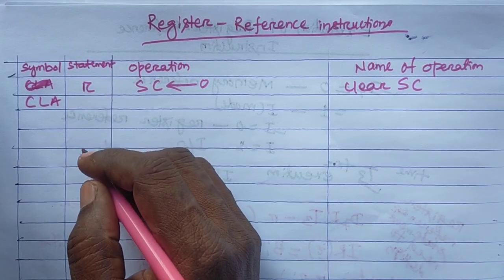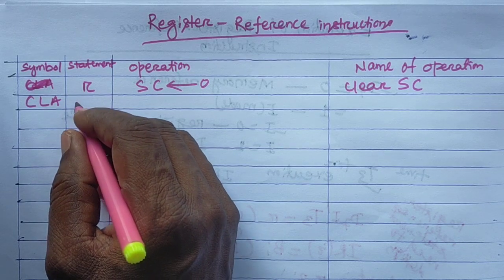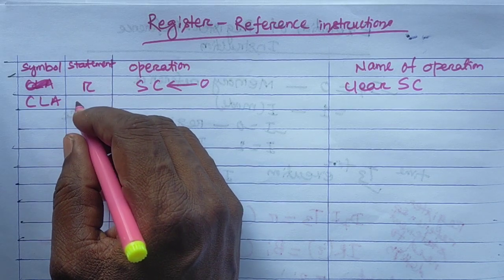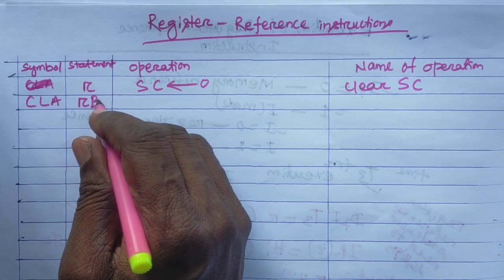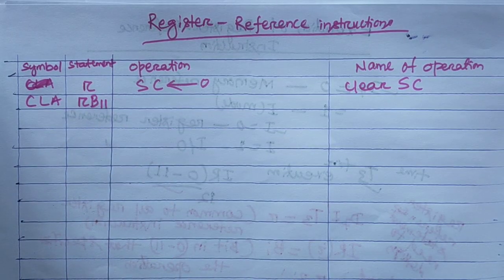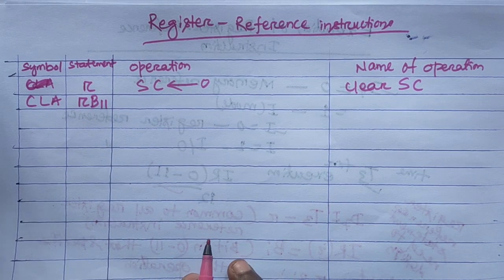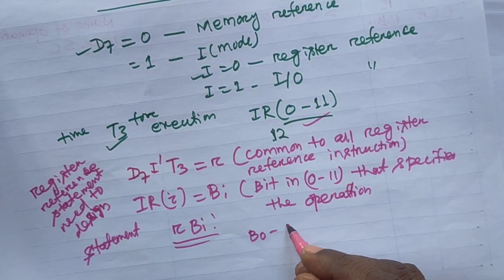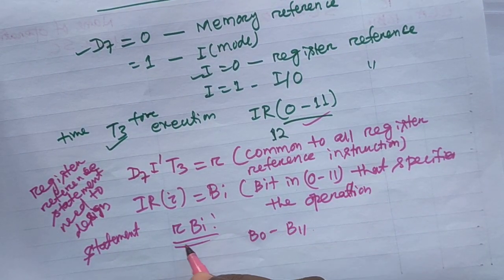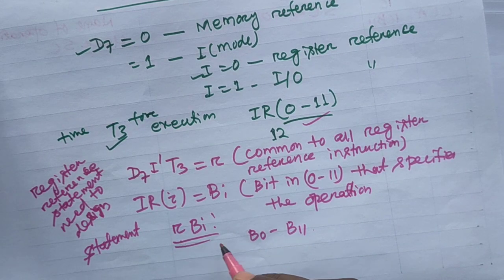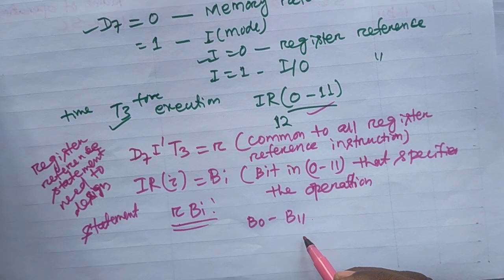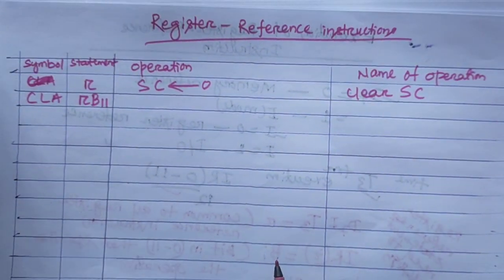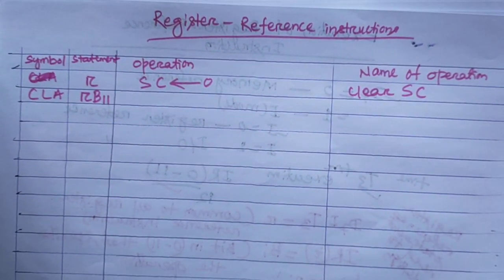Next, now we will start defining the different statements, RB11, because we have to define B0 to B11. It is a very simple way. We have defined B0 to B11, just combined with the RB, so RB0 to RB11: RB1, RB2, RB3, and so on. We have to define RB11, from top to bottom or bottom to top, we can also consider, no problem.